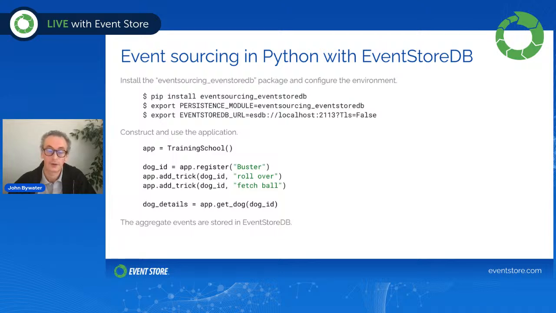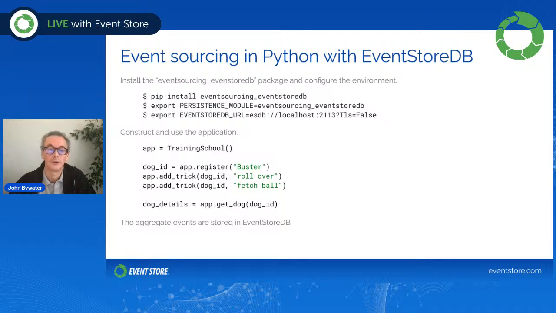So then after that, we can construct the training school. We can register our dog Buster. We can add a trick rollover, and then we can add another trick fetch ball, and then we can get the dog details from the application with the events stored in EventStoreDB. And this is one we made earlier.